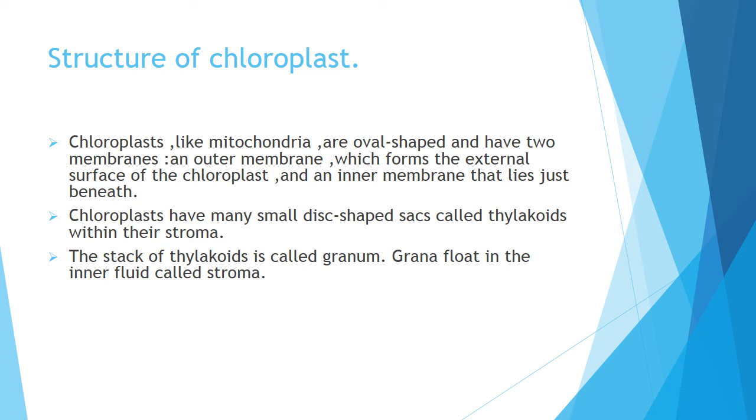Chloroplasts have many small disc-shaped sacs called thylakoids within their stroma. The stack of thylakoids is called granum, and grana float in the inner fluid called stroma.